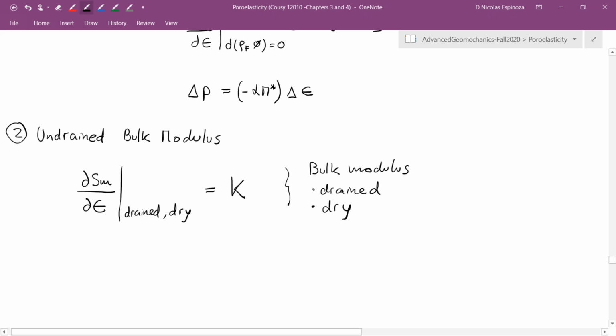So what would happen if we were to load the rock, increase stress in all directions, cause an increase in volumetric strain, but now do this under undrained conditions? The result of that is not going to be equal to the previous one in the general case, and it is what is defined as undrained loading, or in this case the undrained bulk modulus, K_u.